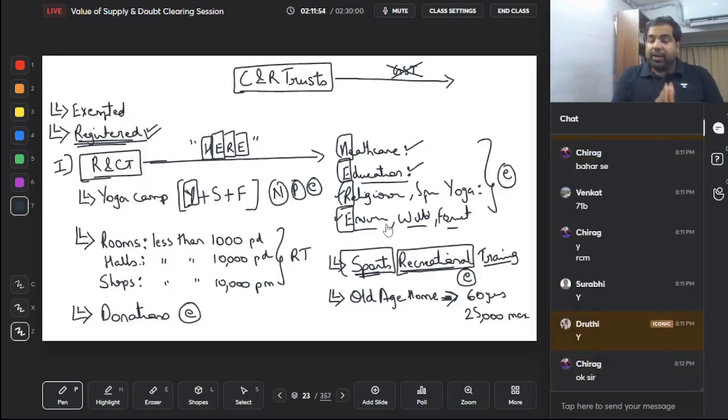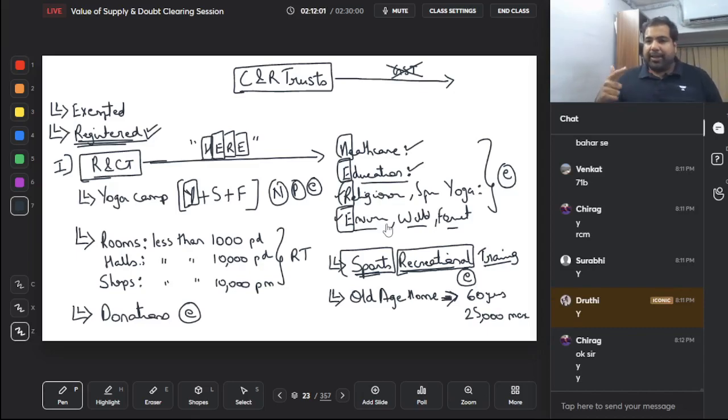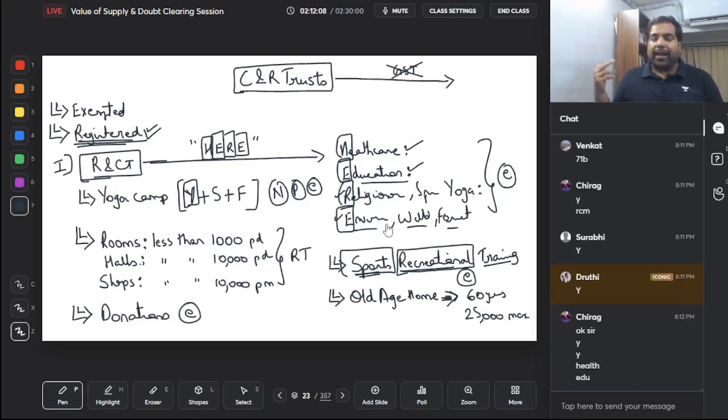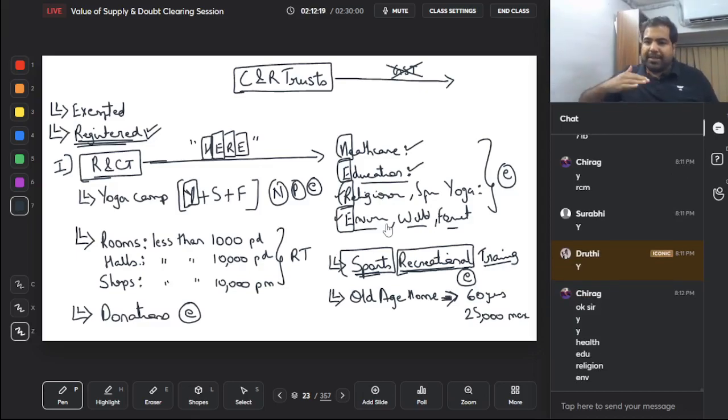Guys, who are you? You are a religious and charitable trust. Are you doing good for the humanity? Yes. Do we want to charge GST to you? No. Guys, here: health, education, religion, spirituality, yoga, and environment, forestry and wildlife. These will be exempt. But remember, education also has skill development in rural areas for more than 65 years population. Yoga camp is exempt. Rooms less than, shops less than, hall less than, everything is less than, it will be exempt. Only if it's in the precincts of the temple trust.